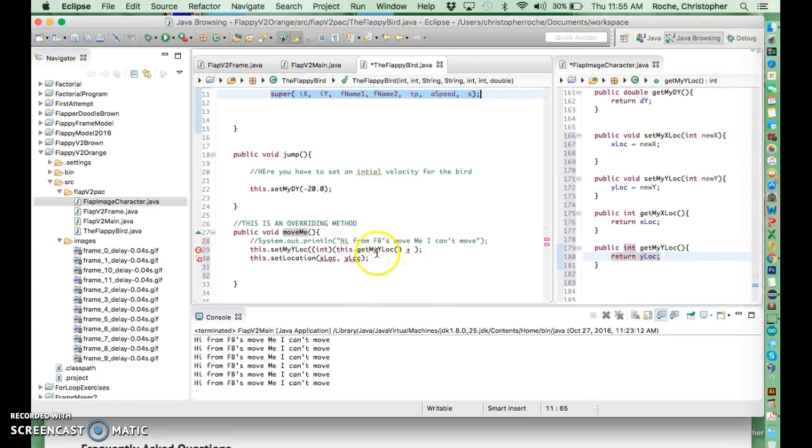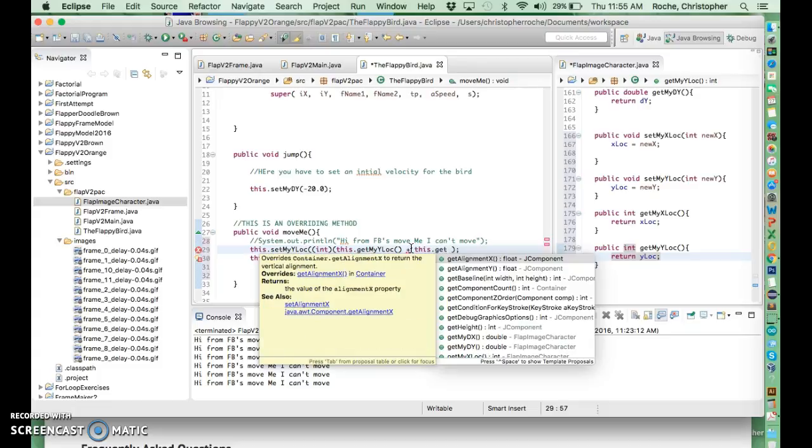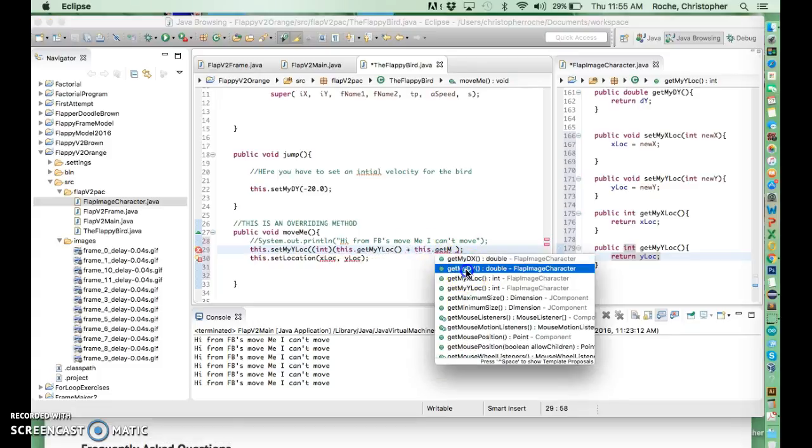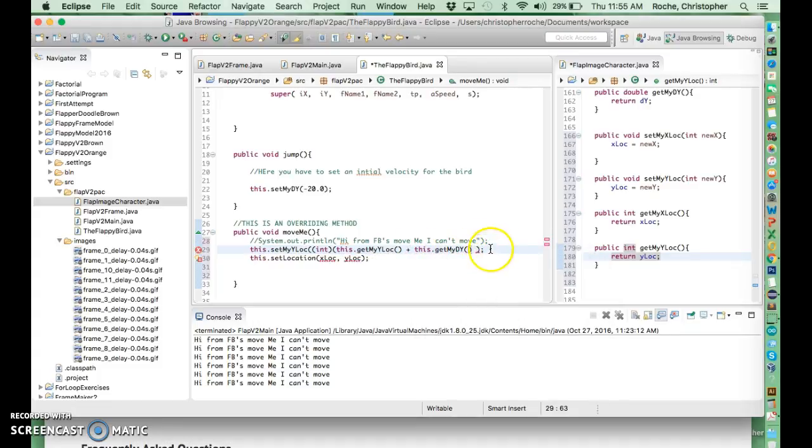Okay, and what we found out was that instead of using myloc, set myloc, we wanted to do this, and we wanted to set the loc to be the yloc plus the dy is what we're trying to use here. But we have to use actually like this dot get my dy, which is like an accessor function that we wrote.